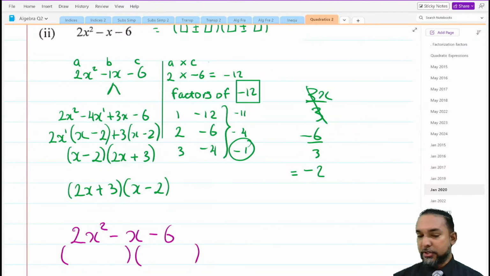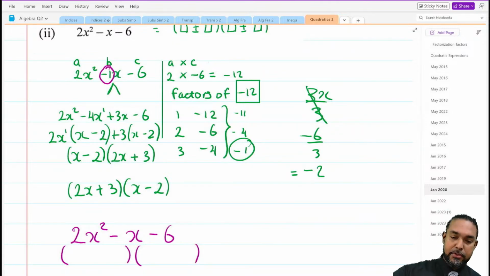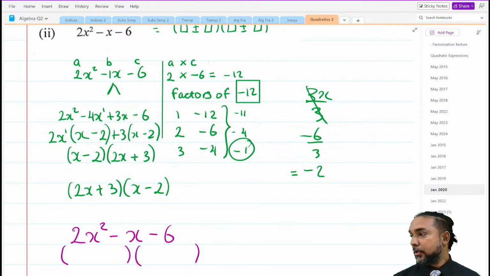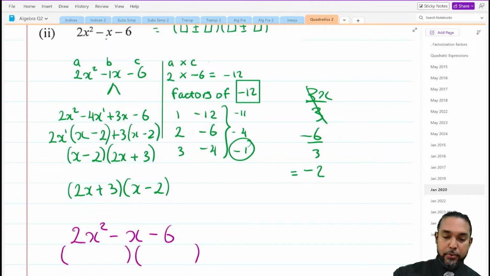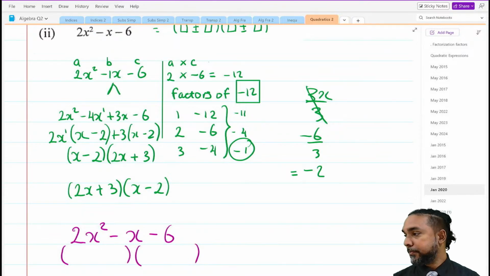Right? How do I get the minus 1? The minus 1 is understood. So minus x is understood as minus 1x, all right? So if there's no coefficient explicit in front of the algebraic term, 1 is understood.